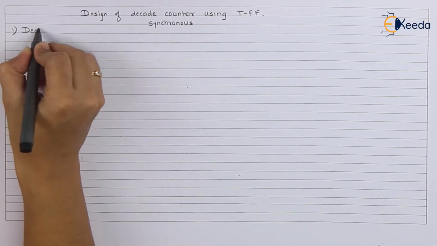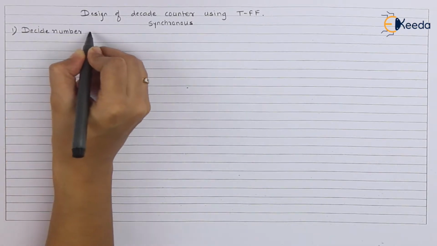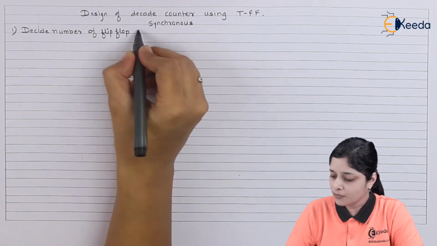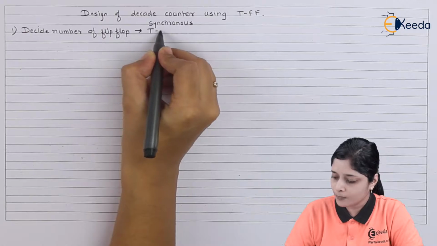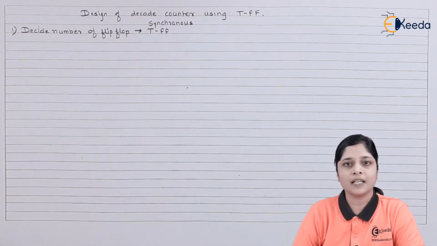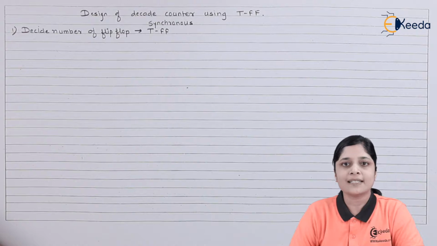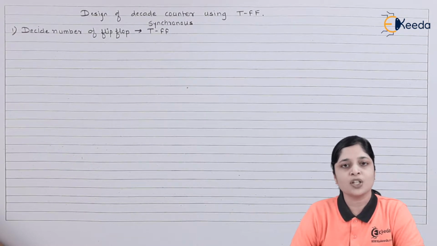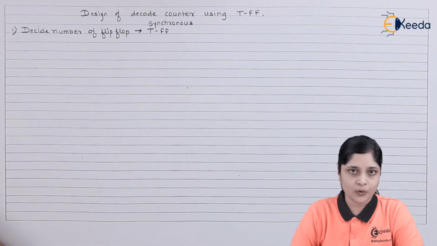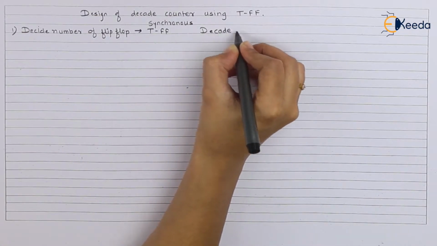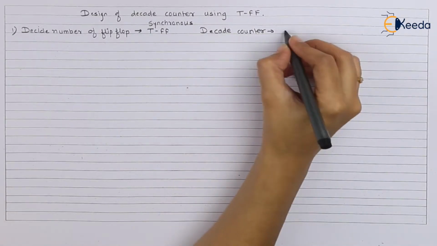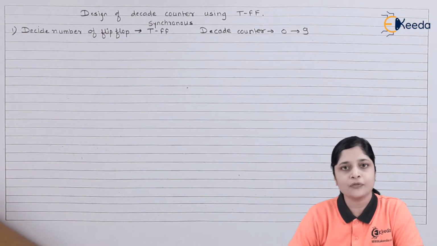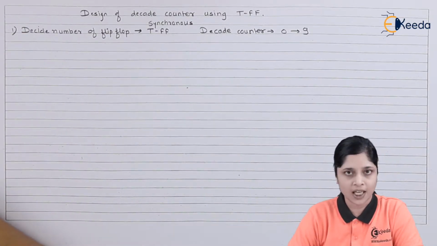So, decide the number of flip-flops. So, given flip-flop is of what? T flip-flop. Now, what is meant by decade counter? Decade counter is called as what? When a counter counts from 0 to 9, then it is called as the decade counter. So, for decade counter, it should start with 0 and it should end with 9.